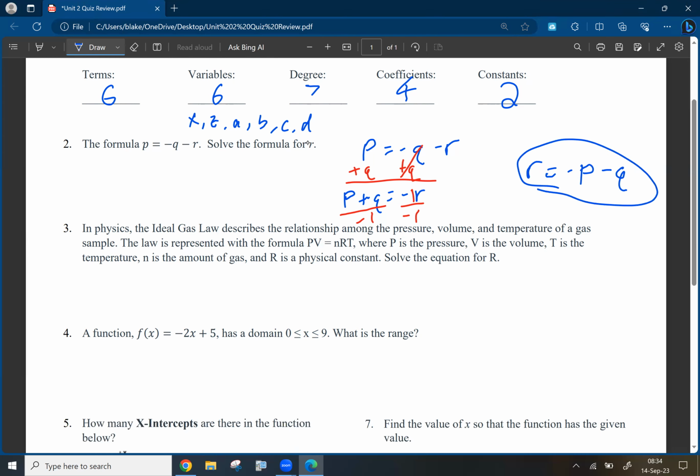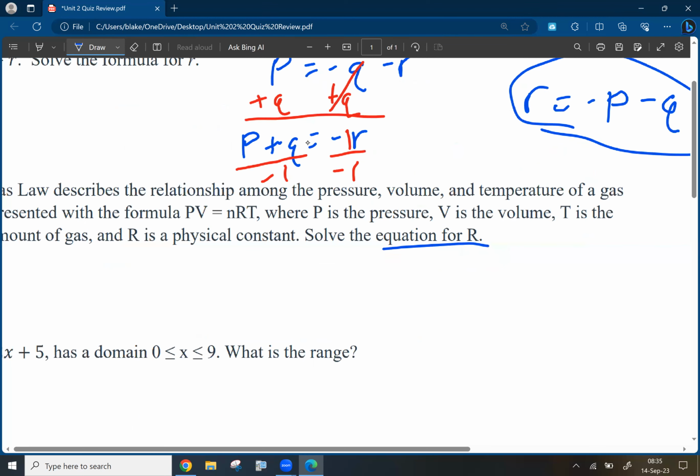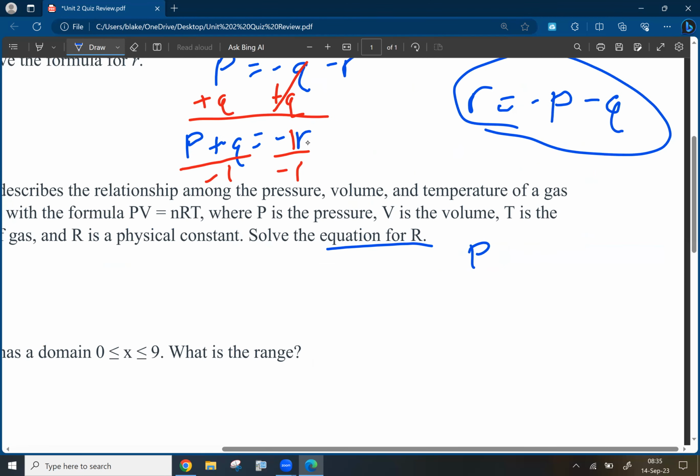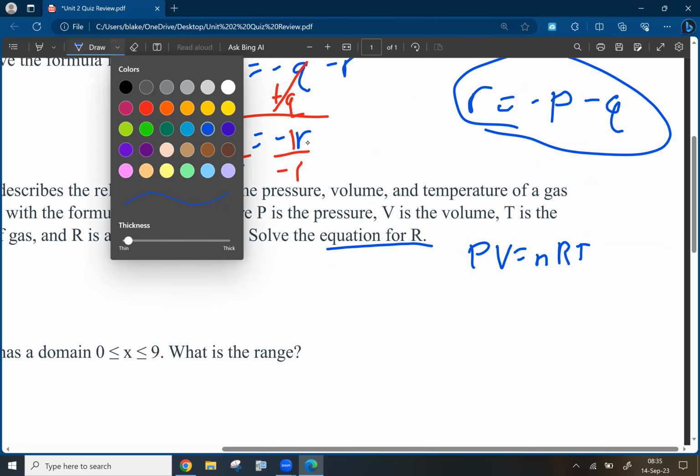All right, number 3. We have the ideal gas law, PV equals nRT. It tells us what all the variables mean. P is pressure, V is volume, etc. It says solve the equation for R. I'm going to put it over here and zoom in on this. So PV equals nRT. It's really not going to be that much work.